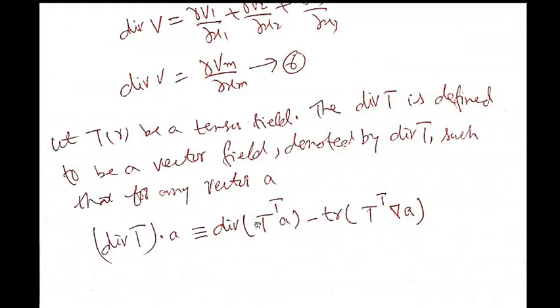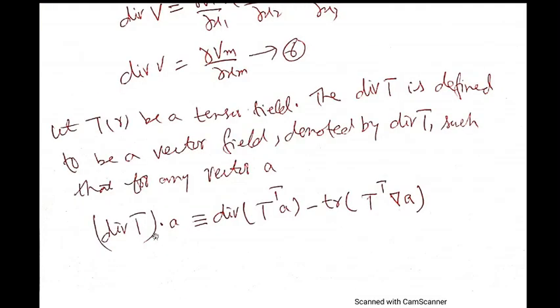When the tensor transforms this vector A into another vector, the divergence of that vector is a scalar, minus the trace of any 3x3 matrix, this product. This is 3x3, this is again 3x3, so you simply take the product, and then the trace of that product. So scalar minus scalar equals a scalar.